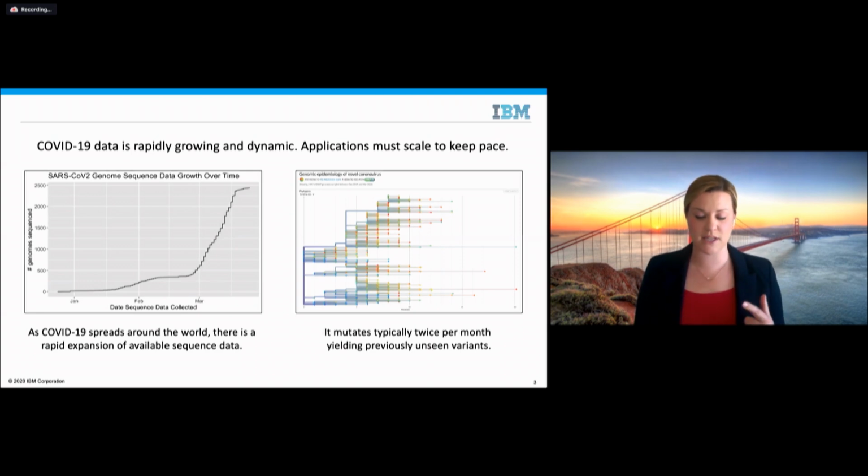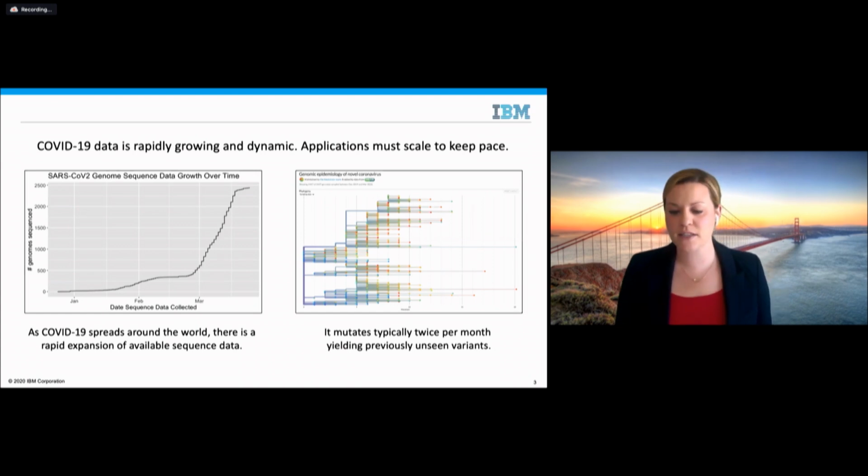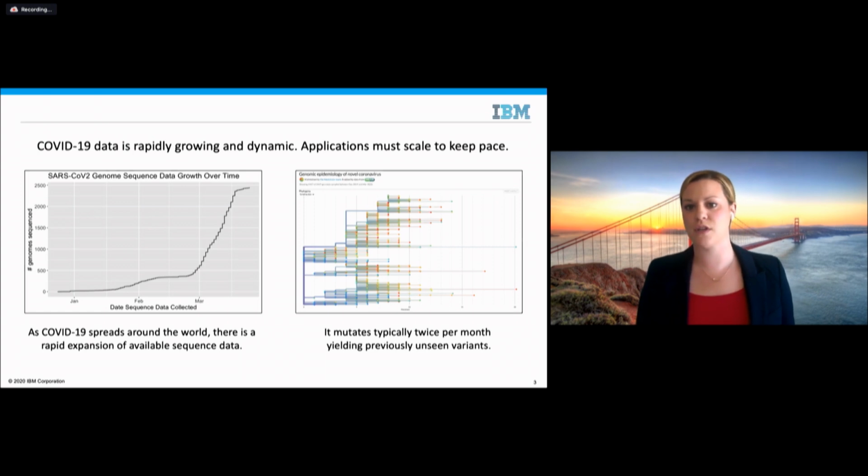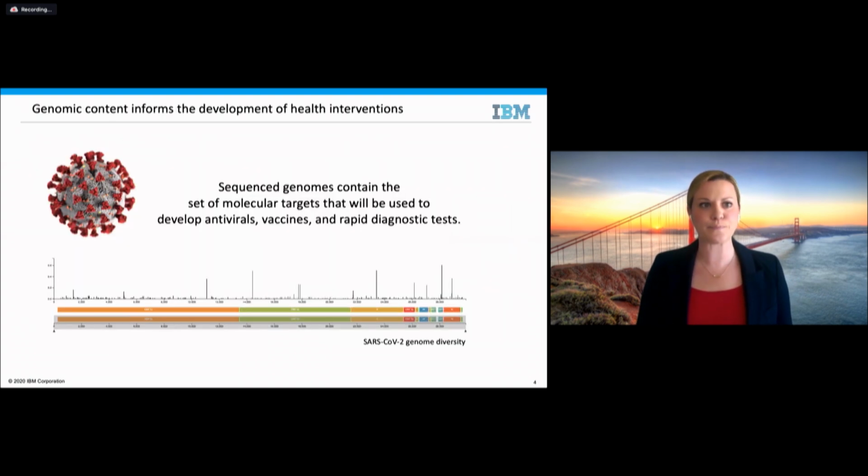And in order to do that, they must scale in an automated way, in a way that brings important points of that data together. On the right-hand side is a plot generated through the Nextstrain platform, with great acknowledgement to their work. Indicating from them and other researchers, we see that this virus is mutating typically about twice per month, and that in itself will reveal previously unseen variants. So the amount of data is growing, the virus itself is changing, and that really forces a unique computational challenge.